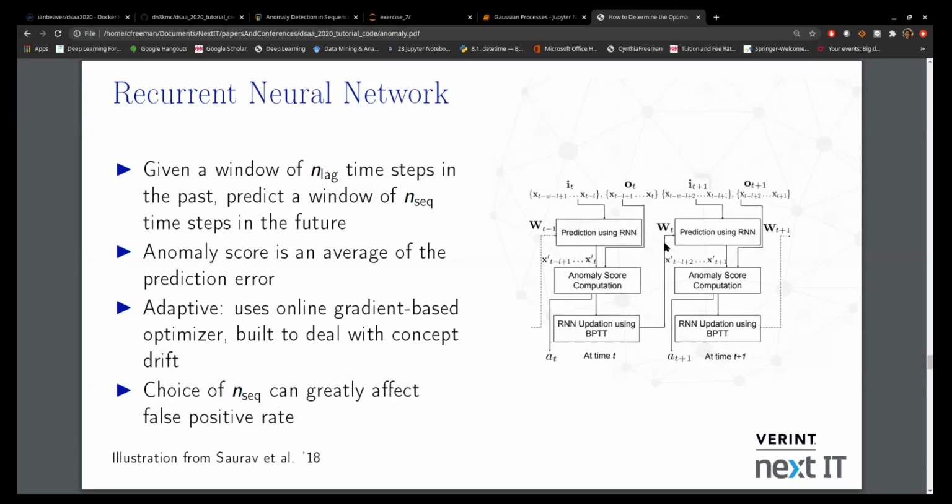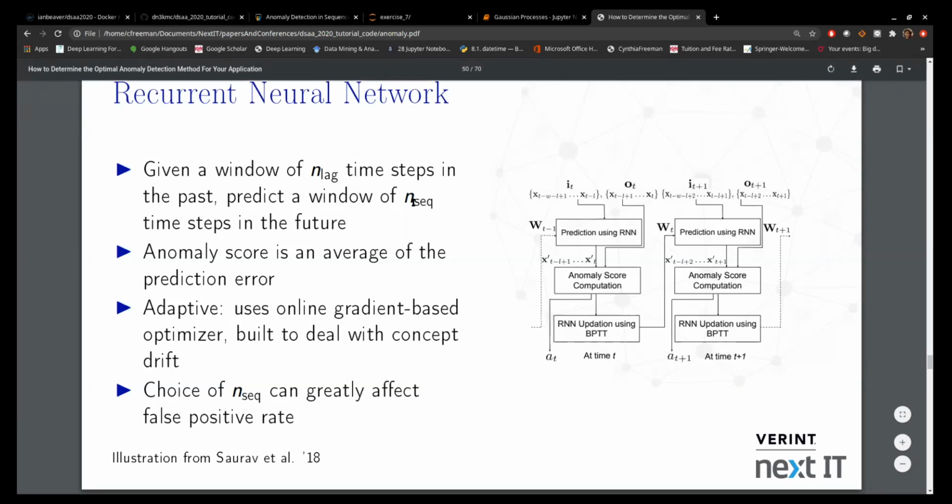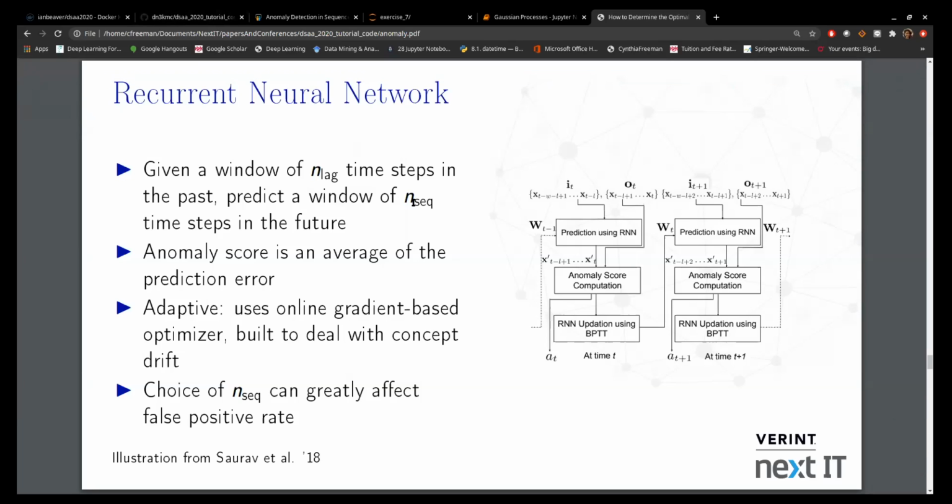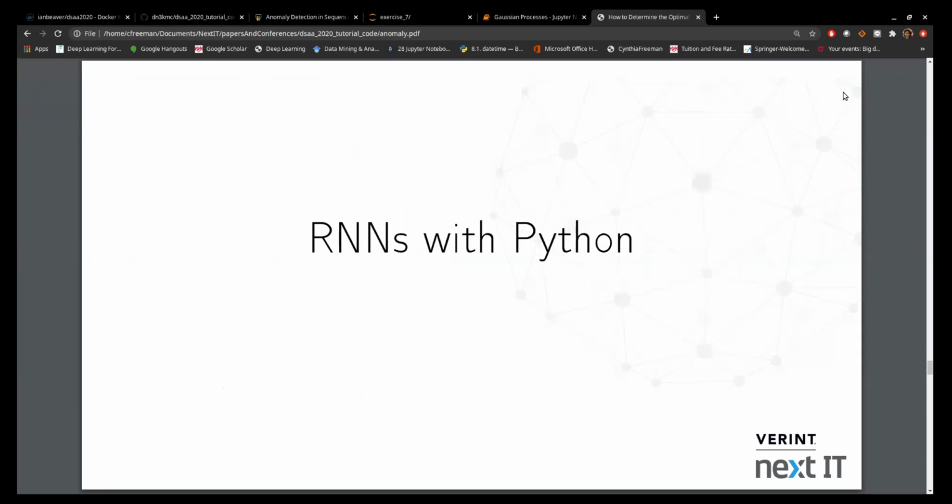The RNN is a very complex model, and a lot of fine-tuning of parameters is required. For example, the choice of N sequence here can greatly affect the false positive rate. The larger N sequence is, the earlier the change detection happens, but the longer false positives will persist after the occurrence of a true anomaly. And I will demonstrate it here in our next coding session.